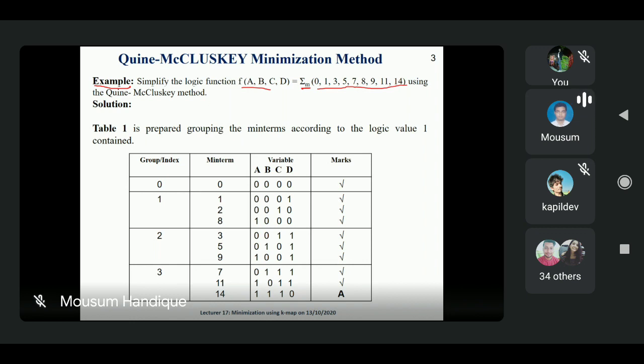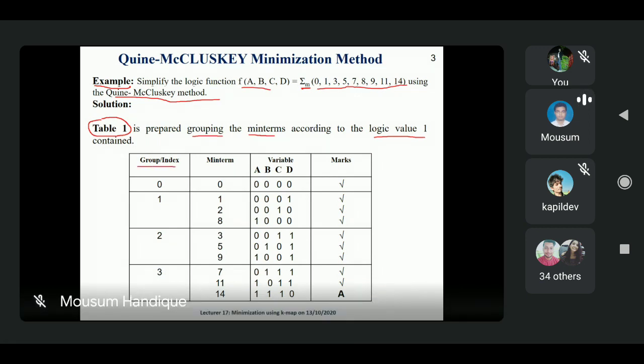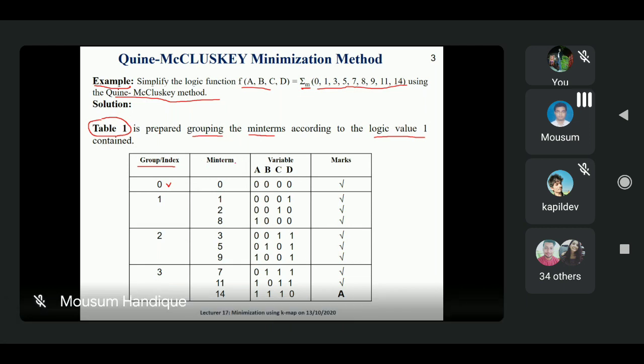So how can we apply the Quine-McCluskey method to this particular example? At first, we design one particular table. Suppose we name this table as Table 1. Table 1 is prepared based on the grouping of minterms, and we group the minterms according to the number of logic 1s. So see here, in the first part, the group index, we are writing the group numbers 0, 1, 2, and 3. And the second column is the minterm.